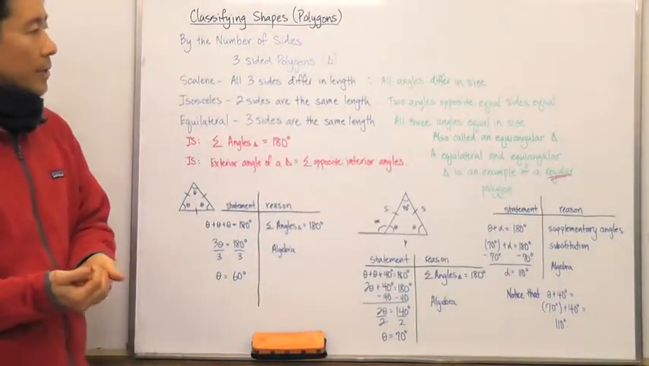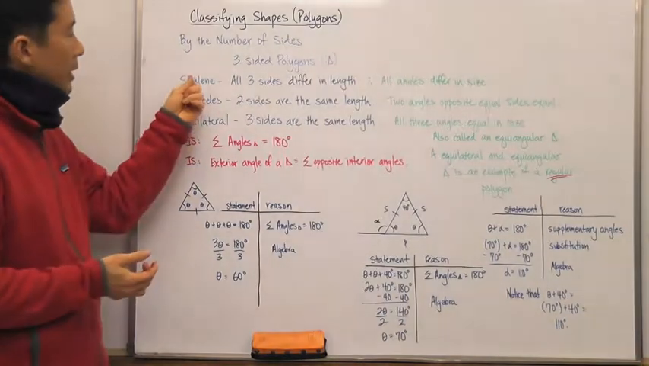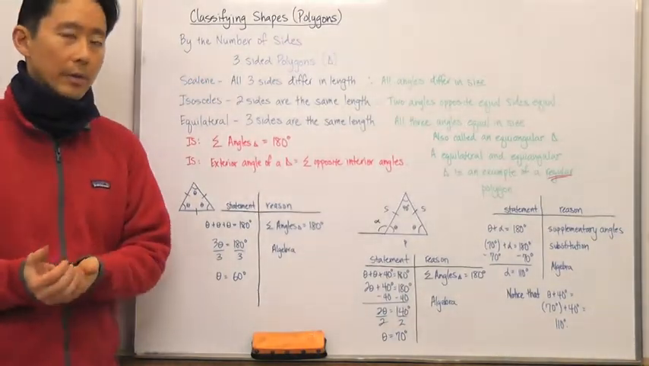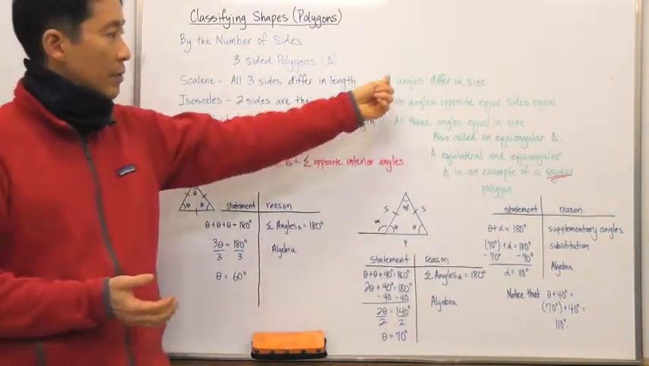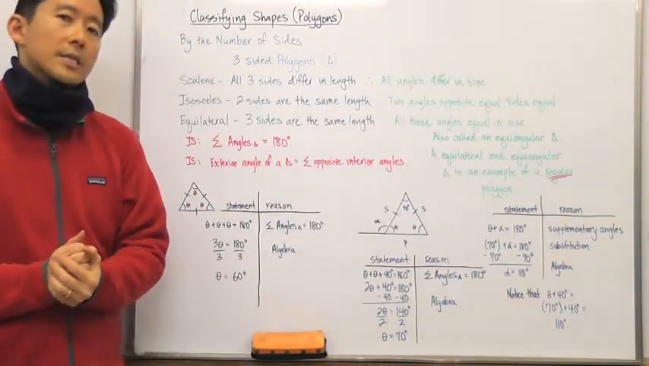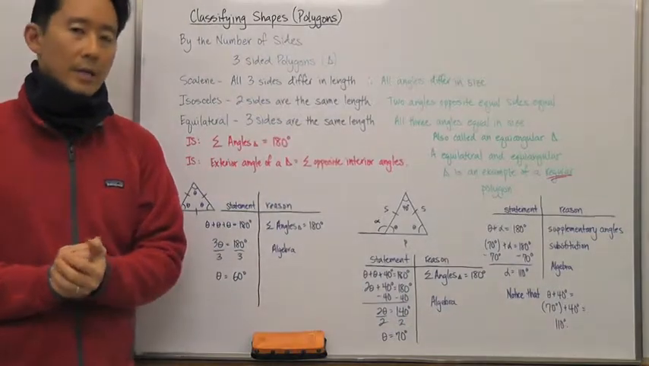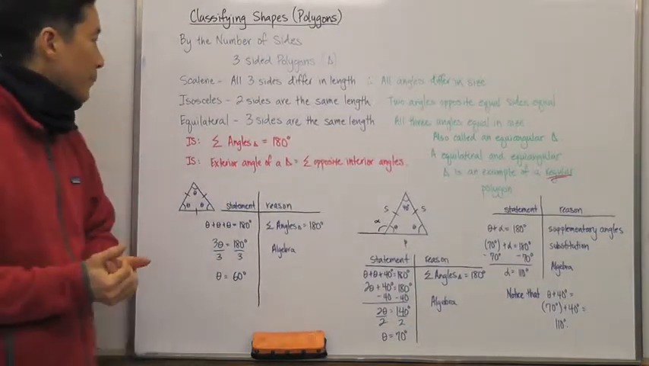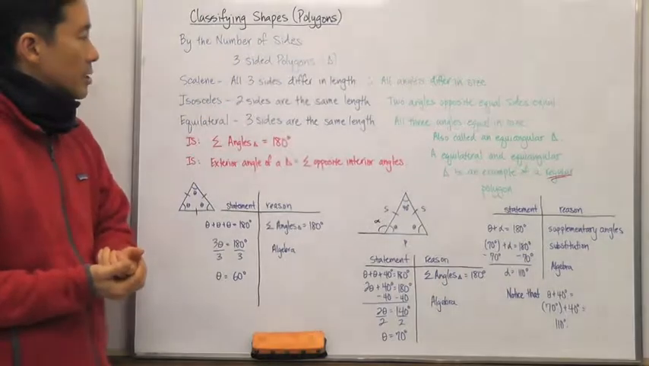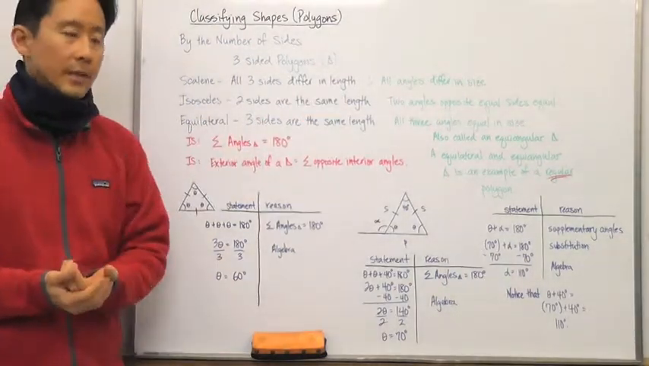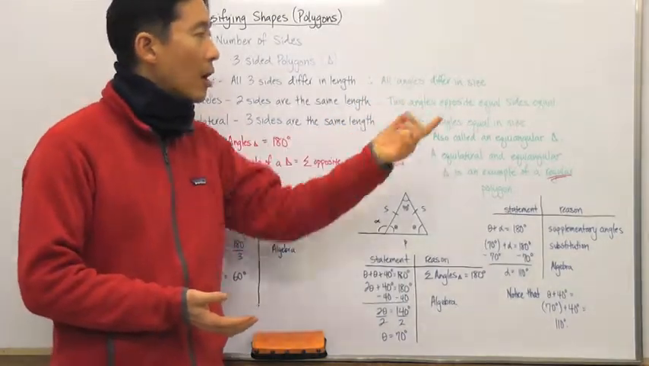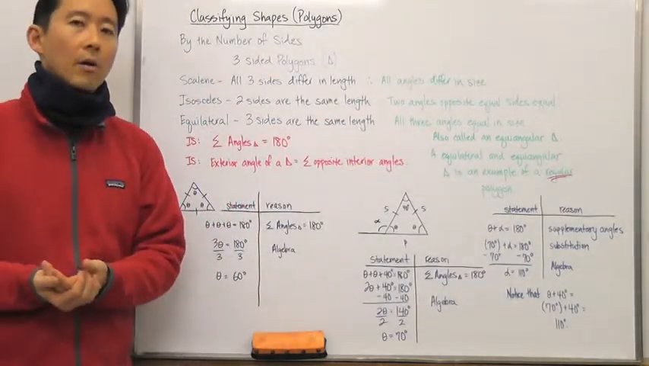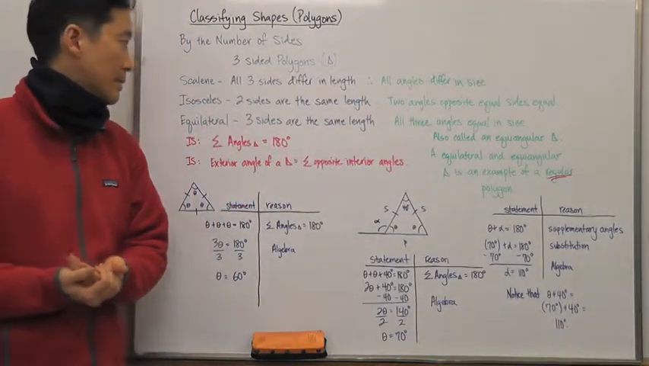Now, the thing that we also want to keep in mind is that if we talk about a scalene triangle, which has three sides all of different lengths, then of course the angles also differ in size, and there's no angle in the triangle that has the same size. As opposed to the isosceles triangle, and notice the similarities here, if we have two sides that are the same length, then the two angles that are opposite the equal sides are also equal in size.